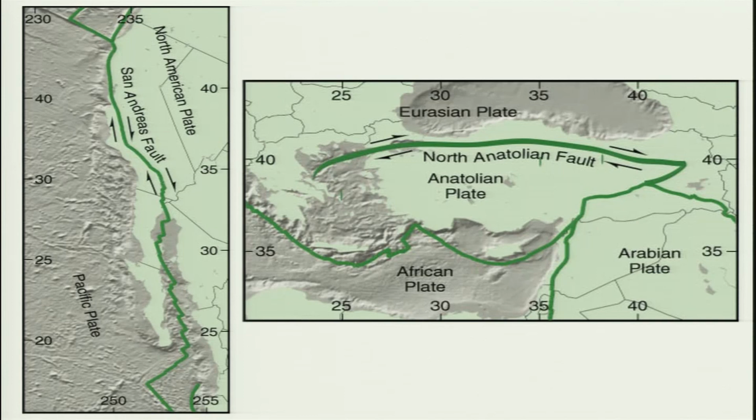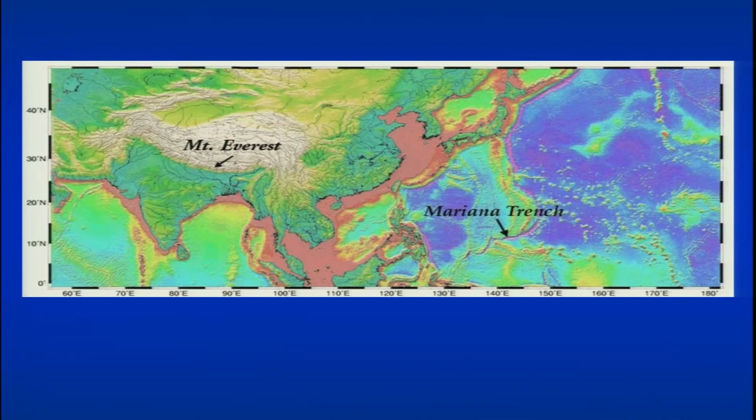Of course, there is one more, which is the Median Tectonic Line that exists in Japan. And the other one, which is not as large as these two systems, but there also exists a major transform fault system in the Himalayas, that is the Karakoram fault system.